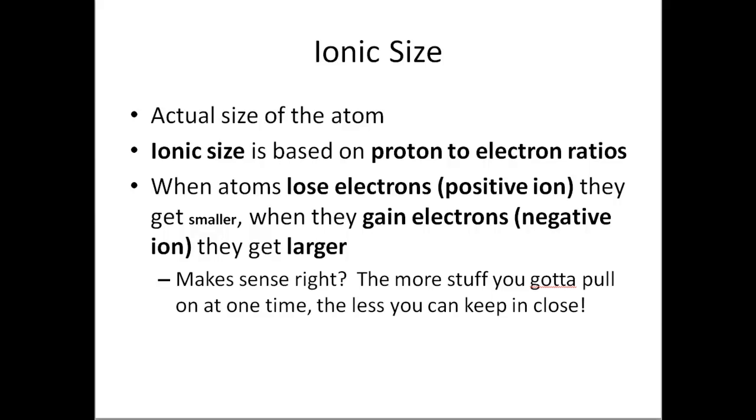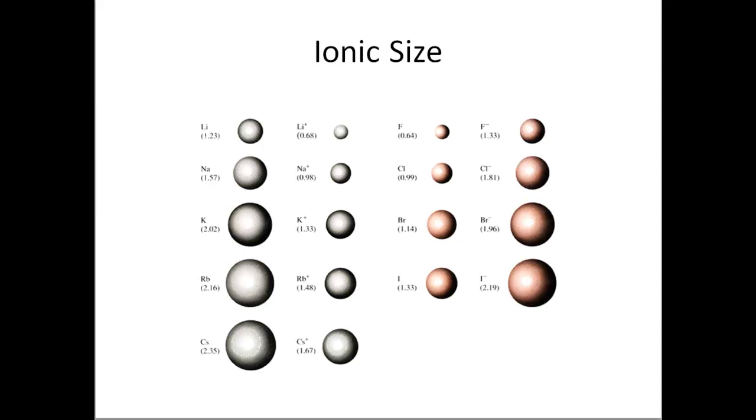Here are some common ions and how their size would change. So here's lithium, the neutral one. Notice it has no charge. And then the lithium ion with a positive charge. It gets a little bit smaller because now it's lost an electron. So those protons in there can hang on to these electrons a little bit stronger. The opposite happens when you become negative.